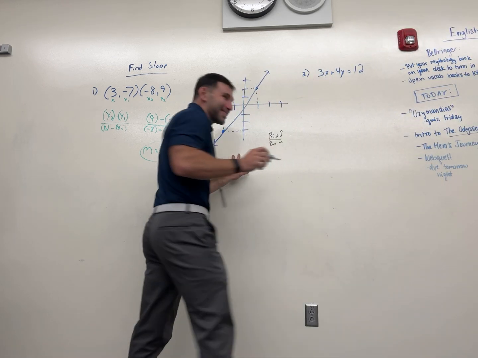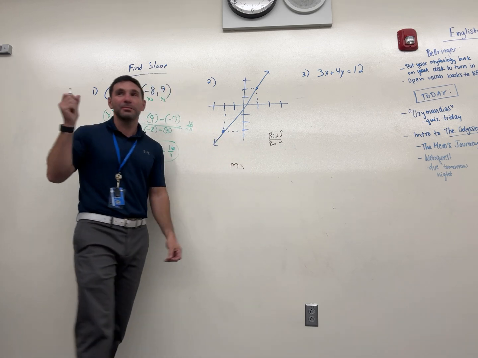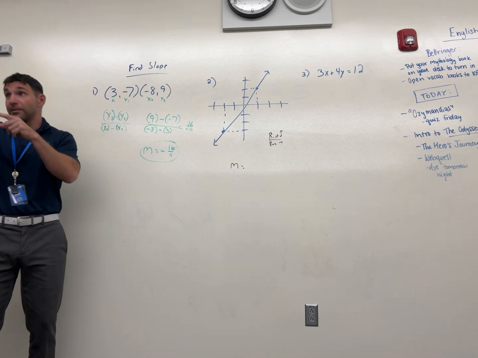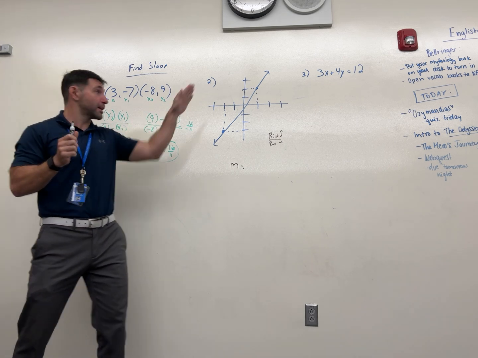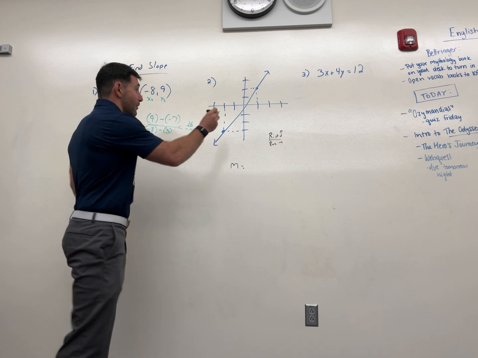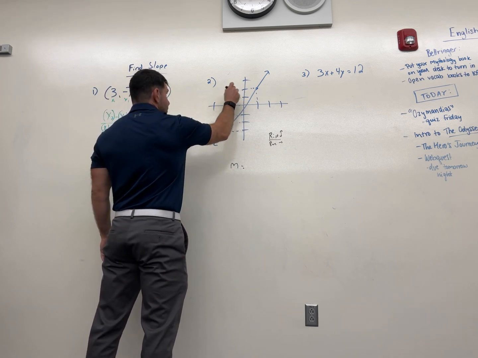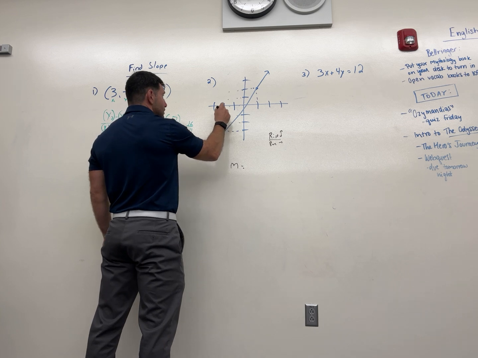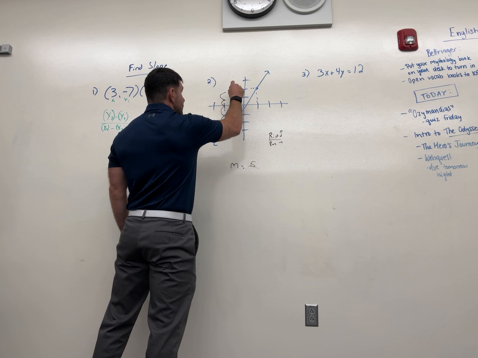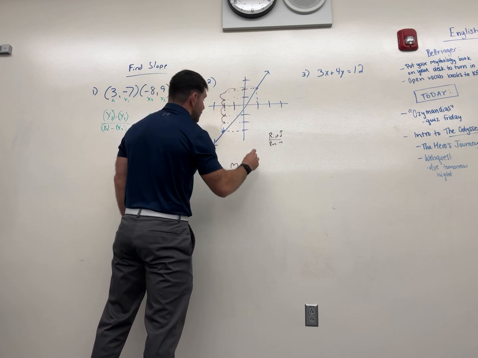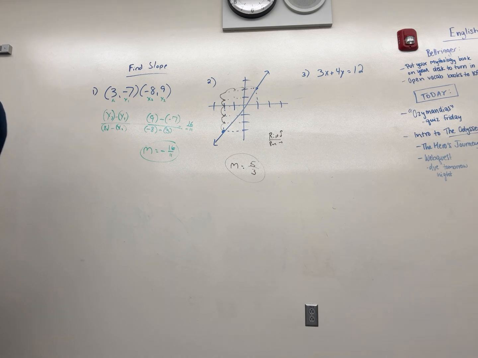Rise divided by run. First off, looking at this line, we know it's going to be what? Positive. Why? Because it's going up from left to right, it goes uphill. So now we're climbing a ladder, climbing a step stool, whatever we have to do. We're climbing up 1, 2, 3, 4, 5, over 1, 2, 3. And we get a slope of 5/3. Questions on that one?